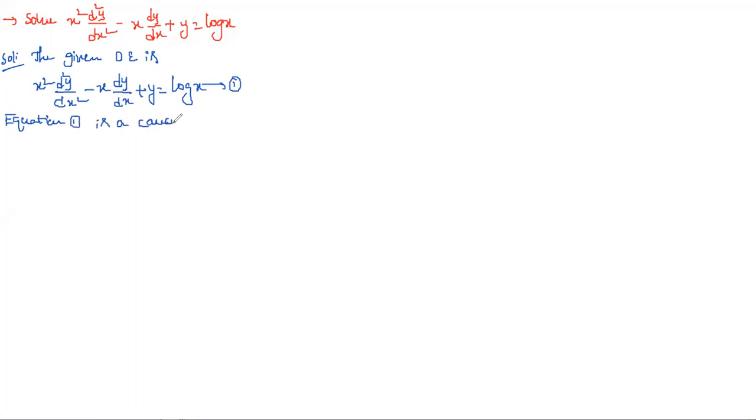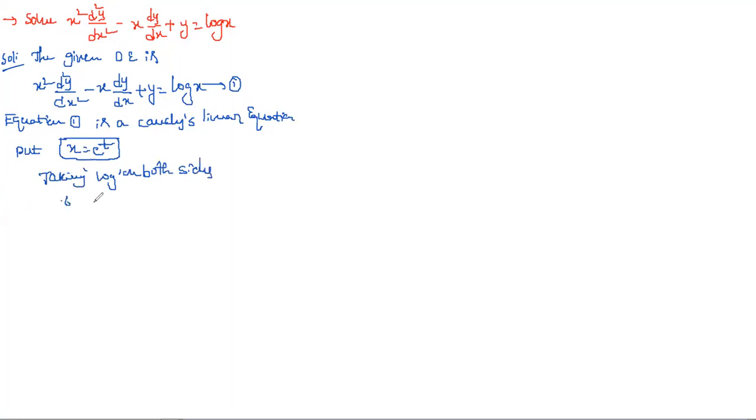So equation 1 is a Cauchy's homogeneous linear equation. Now we are going to convert this Cauchy's linear equation into a linear differential equation with constant coefficients. For that we put x is equal to e power t. Taking log on both sides, then what we'll get? Log x is equal to t, right? t is equal to log x. So these two are important. Finally, you need to substitute this in the solution.